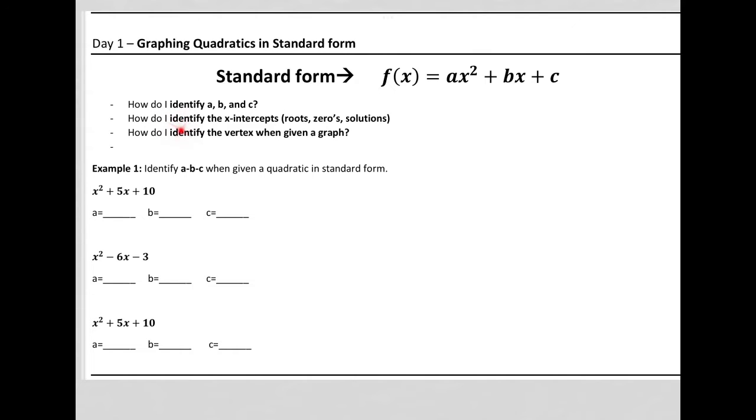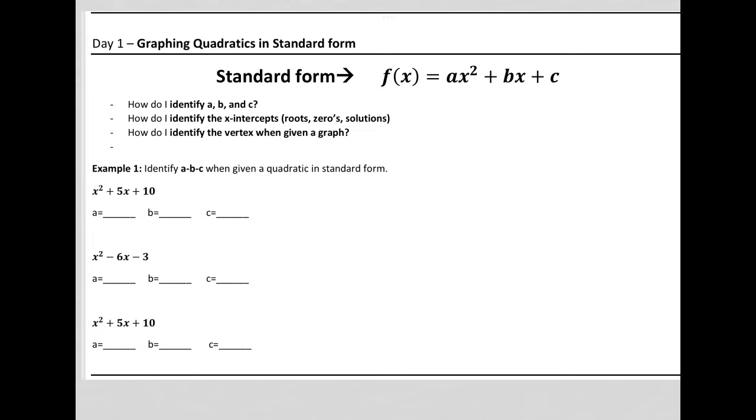We're going to identify the x-intercepts. One thing to note is the x-intercepts are also known as the roots, zeros, or solutions. So if you're trying to find the zeros, same thing as x-intercept. Trying to find the roots, again, same thing as x-intercepts. And of course, solutions, same thing as x-intercepts. And then the last thing, we're going to identify the vertex when given a graph. We'll talk about how to do that in other ways later, but today we'll just find it when we're given a graph.